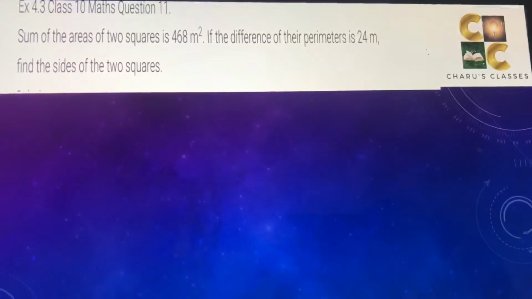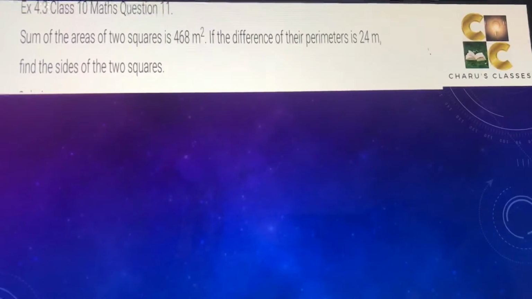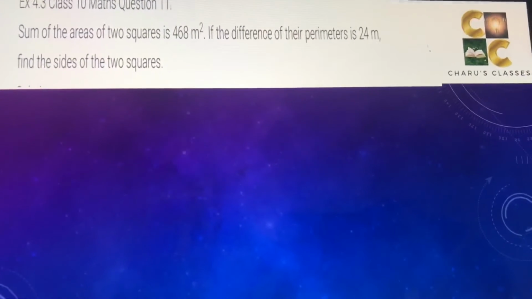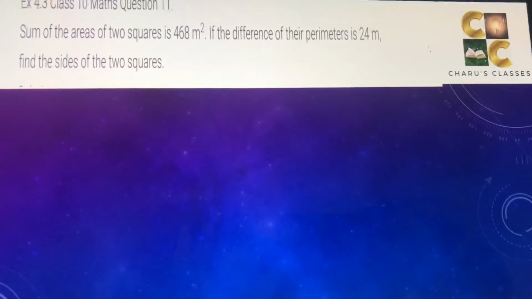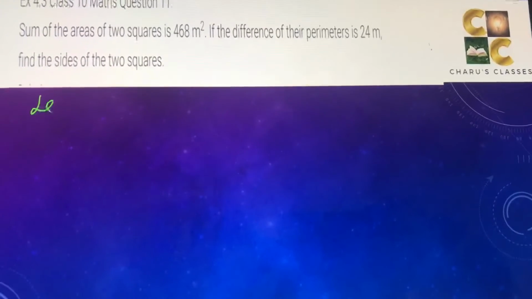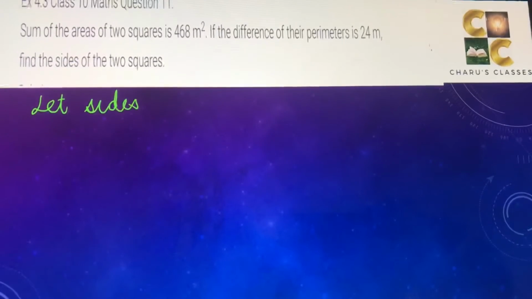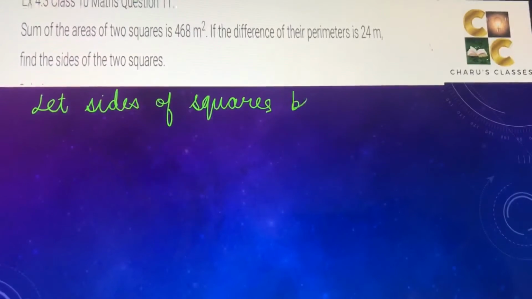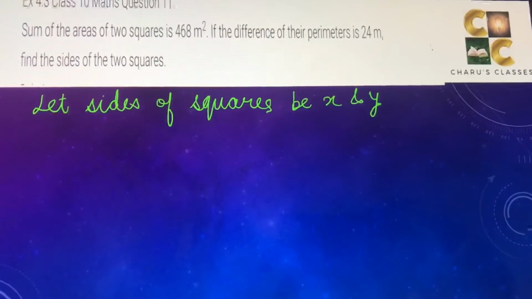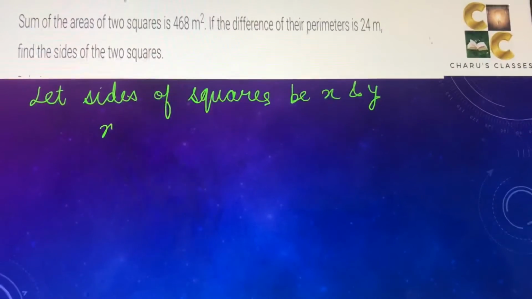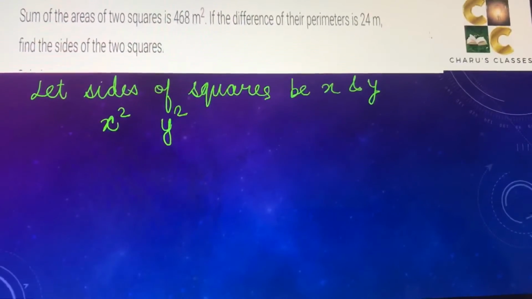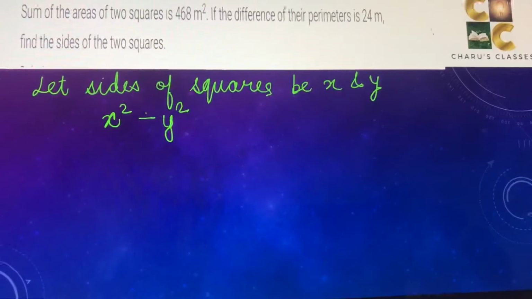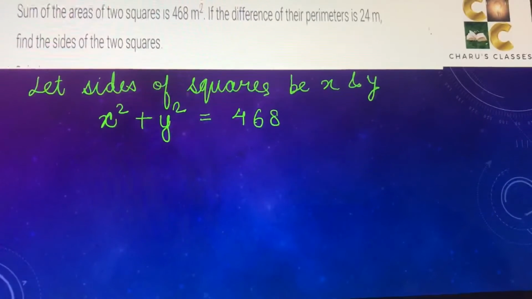Sum of areas of two squares is 468 meters square. If the difference of their perimeters is 24 meters, find the side of the two squares. So let the sides of the square be x and y. So the area of the square will be x square and y square. Sum of areas of two squares, so x square plus y square is equal to 468. This is one equation.